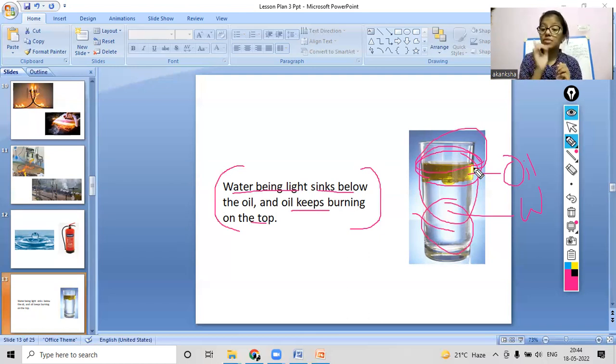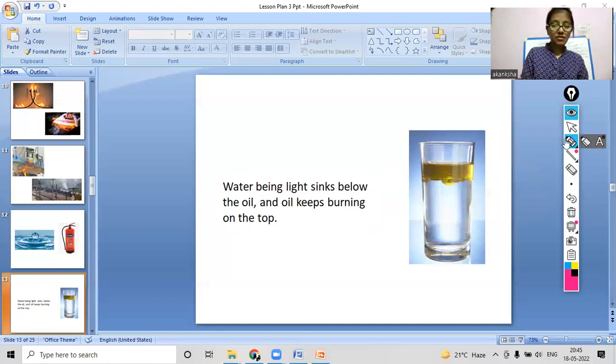So this is one of the main reasons why we should not use water in case of fires caused by oils, because it will not extinguish the fire. Okay, so now are you all clear with the concept? So yes, you can write in the chat box. Are you all clear? Okay, so now I think you all are clear. So we will move on ahead and see some more good facts about today's topic.